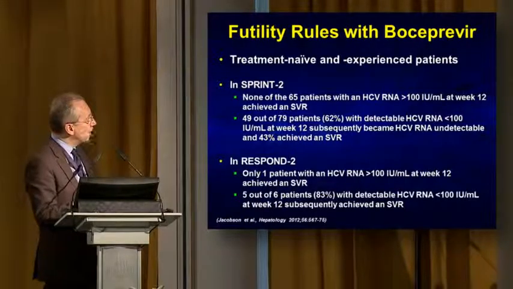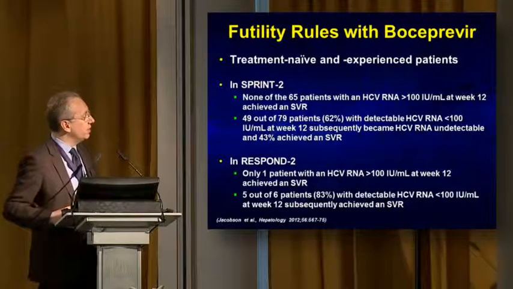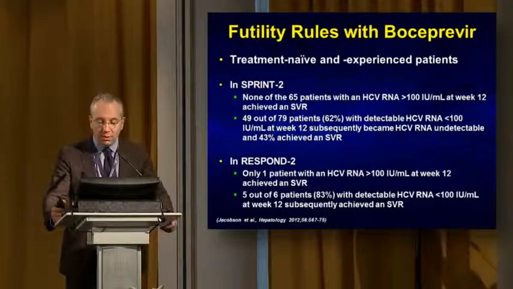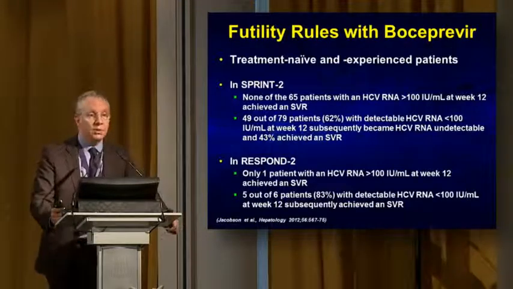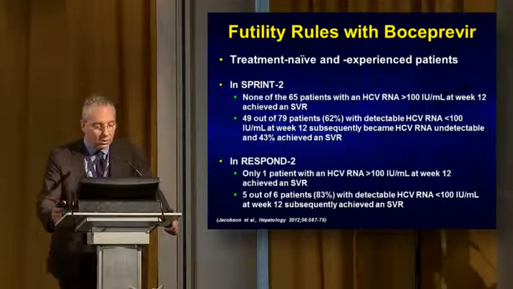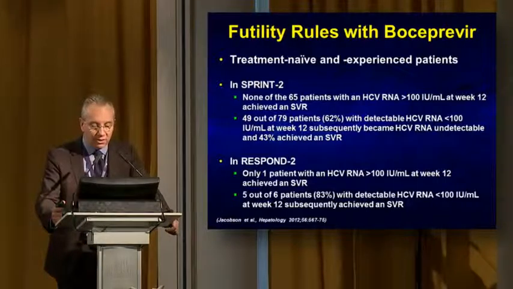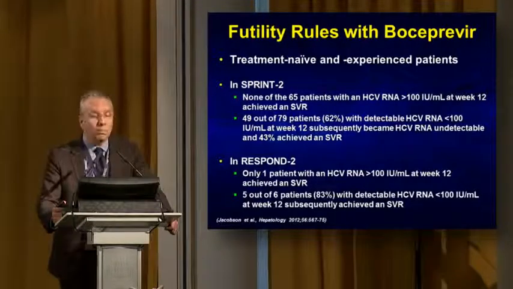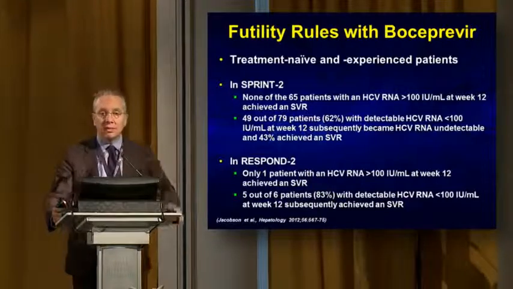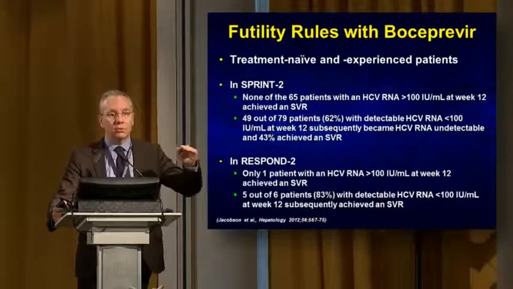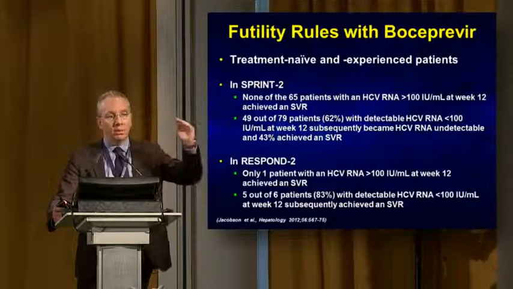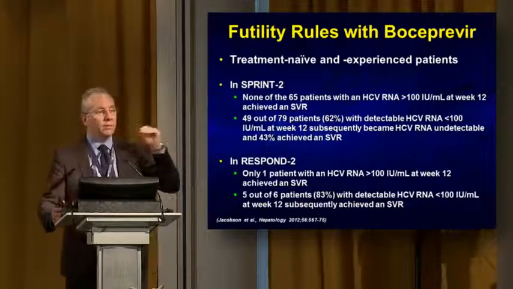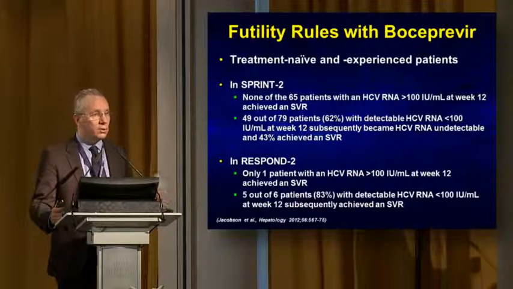In the SPRINT2 trial, which was the study with treatment-naive patients, none of the 65 patients with an HIV RNA above 100 IU per ml at week 12 achieved an SVR, 0%. In contrast, 49 out of the 79 patients with detectable HIV RNA below 100 IU per ml at week 12 subsequently became HIV RNA undetectable, and at the end 43% achieved an SVR. Clearly tells you that 100 IU per ml is a threshold to decide to stop treatment. If you're above it at week 12, no chance of an SVR. If you are below it, still a reasonable chance of an SVR.